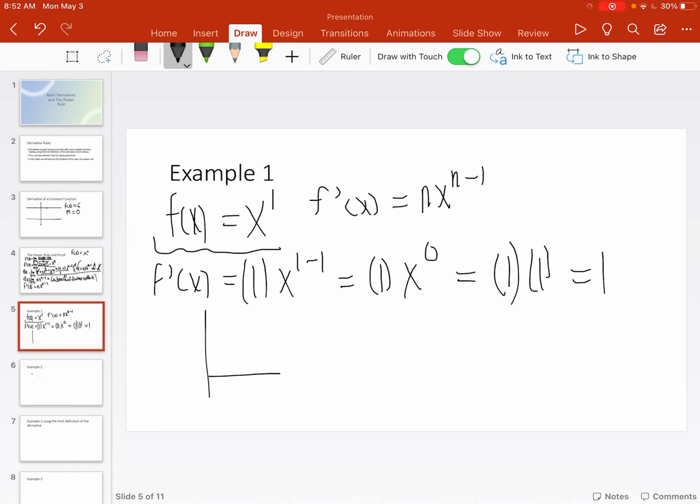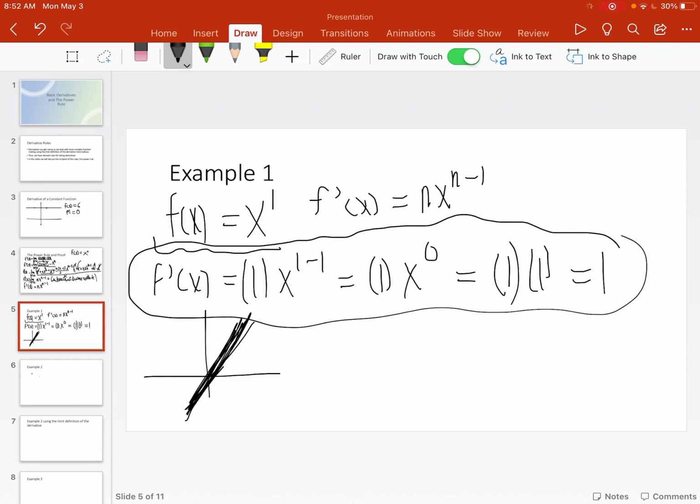And we can easily see this by drawing a graph. We got our function x right here, f of x is equal to x, going through the origin. Well, what's the slope of this? The slope of this function, f of x equals x, is just 1. And that's what we got for the derivative. Because the slope is always 1, the derivative is just 1.